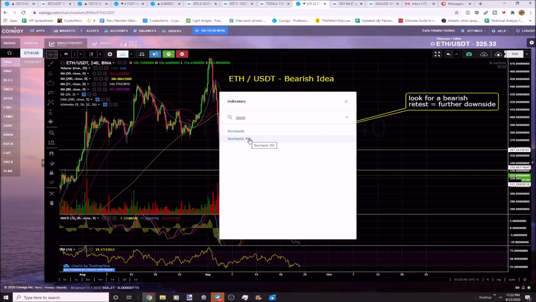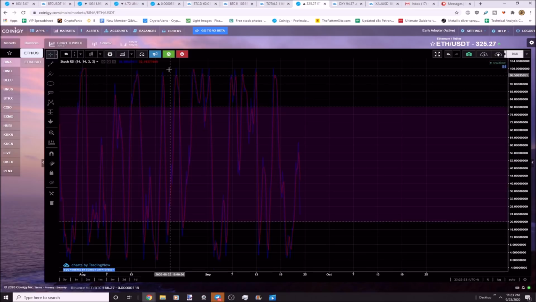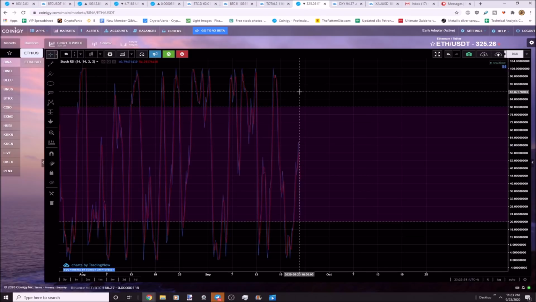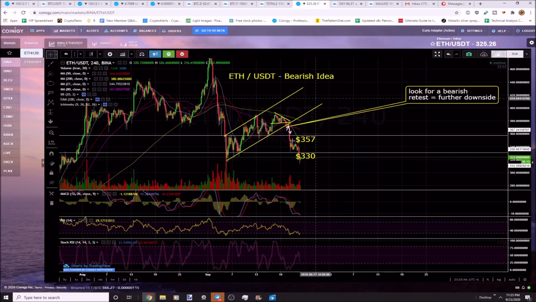And now to open up this stochastic RSI, you just type in Stoch, and then pick stochastic RSI. I would also recommend going into your settings on this and changing this to a lighter blue so we can see it. I also changed this purple to a lighter purple, so you can see that a little bit better. Definitely encourage you guys to start checking out the stochastic RSI.